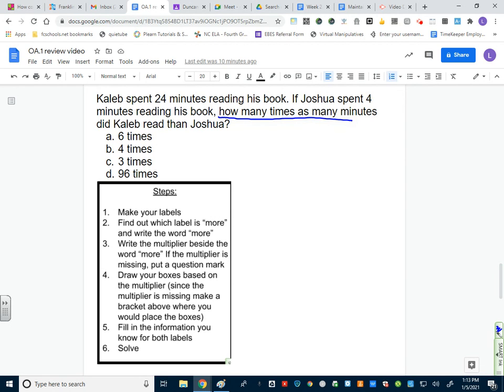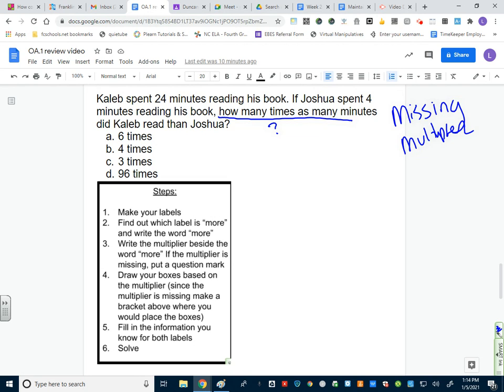So what's different about this question is there is no number beside the word times like there was in the previous questions. This is called missing multiplier, okay? But we can still solve in the same way. Look at what I mean.